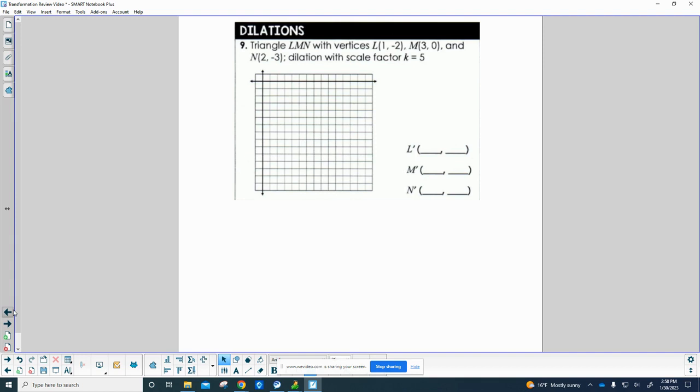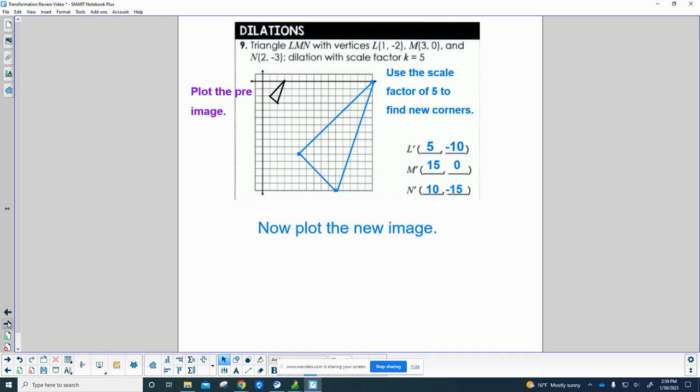Okay, triangle LMN with vertices including 1 and negative 2. We're going to plot the pre-image, then use the rule by multiplying everything by 5 to get the new image, and that looks like this. So that's a dilation with a factor of 5, so we just multiply everything by 5.